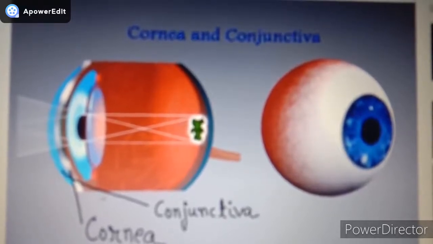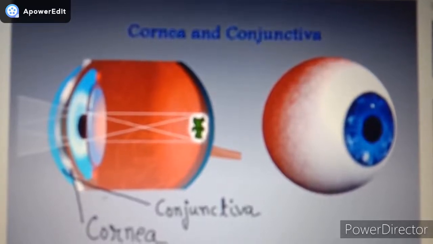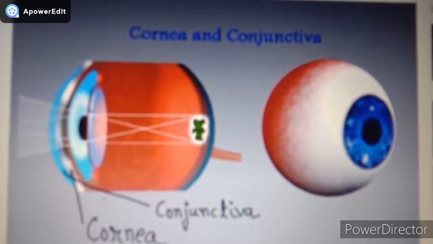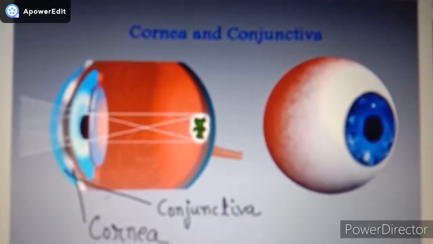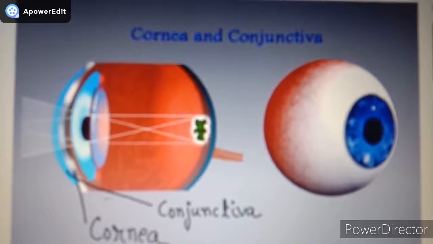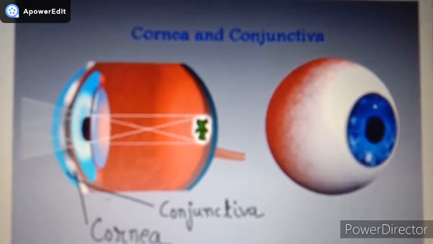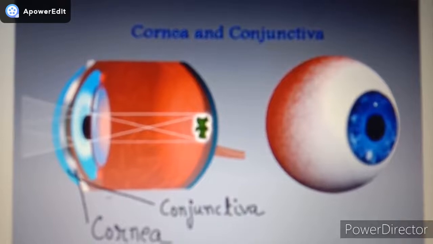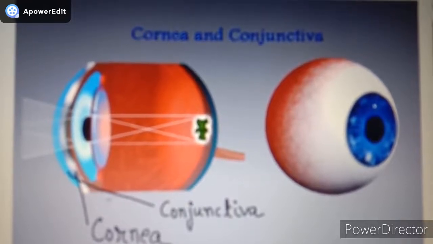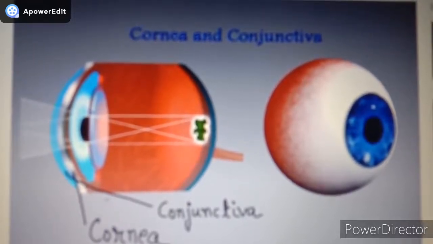Next, the cornea is transparent so that light can enter the eye. If due to some reason the cornea turns opaque, then we have problems in vision and the cornea needs to be surgically operated on and replaced.